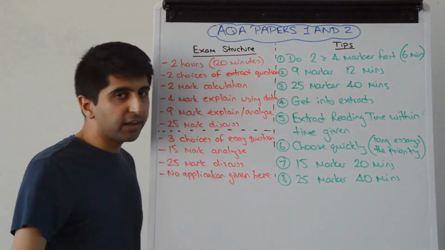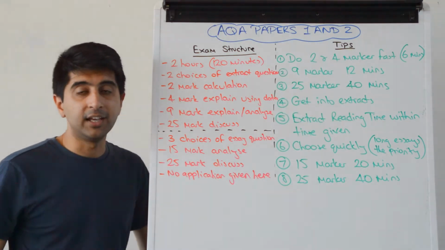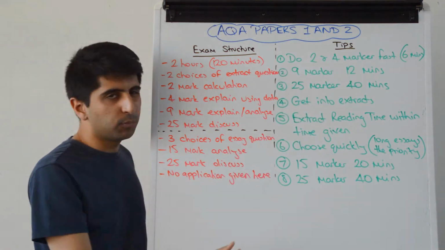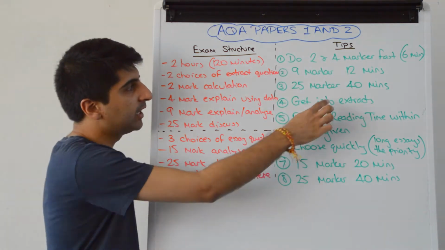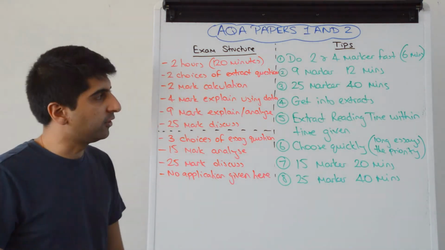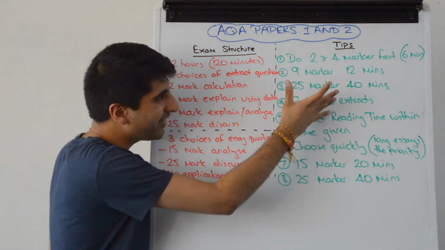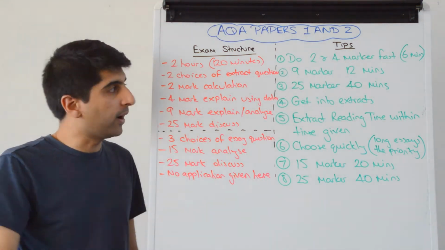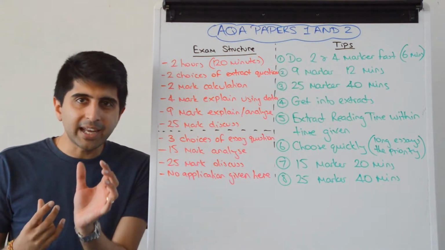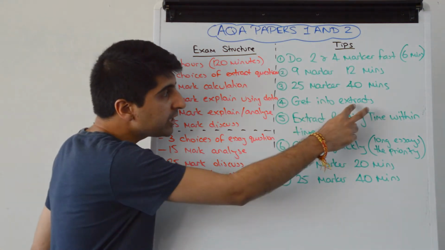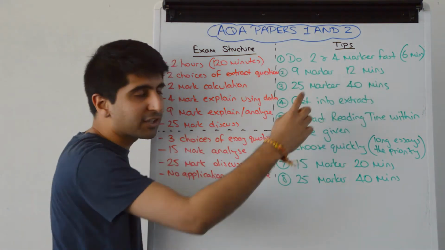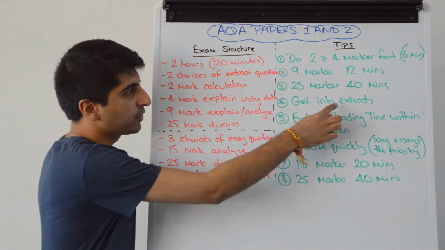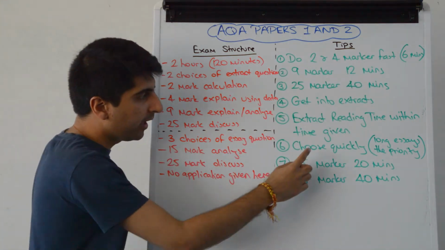The 25 marker, 40 minutes. It's a lot of marks here. You don't want to mess around and not give yourself enough time for a question which is worth a huge amount of marks. So 40 minutes is my recommendation there. Get into the extracts with these questions. The 2 and the 4 marker, you'll need the extracts anyway, but the 9 and the 25, really get into the extracts. The reading time for the extracts is in the time allocation that I've given, so no extra time for that. That's part of your time for answering the questions there.